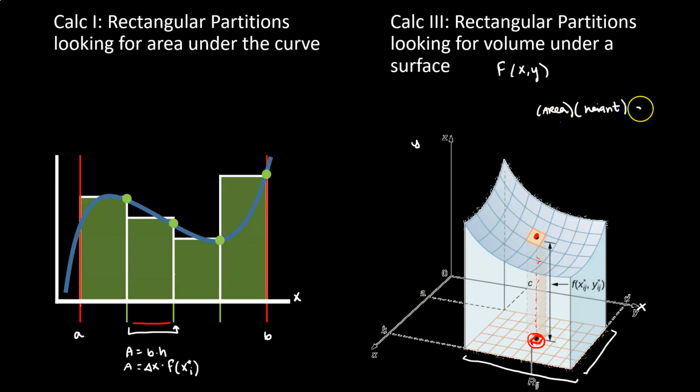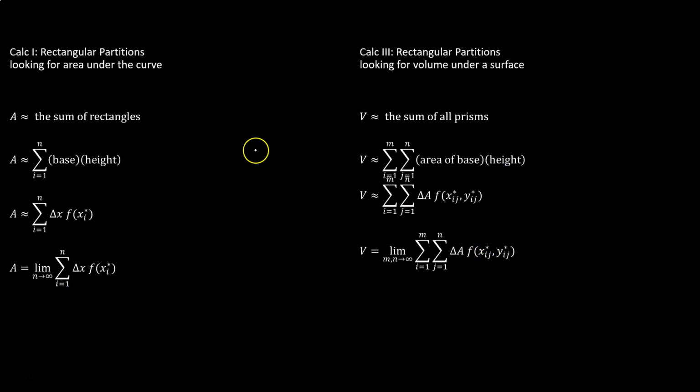Area times height, that's 3 dimensions. We're actually calculating a volume here rather than an area. So now, at the minimum, when we're talking about a function with at least 2 independent variables, when we do these integrals, we're calculating a 3-dimensional quantity. So let's take a look at that as far as Riemann sums.